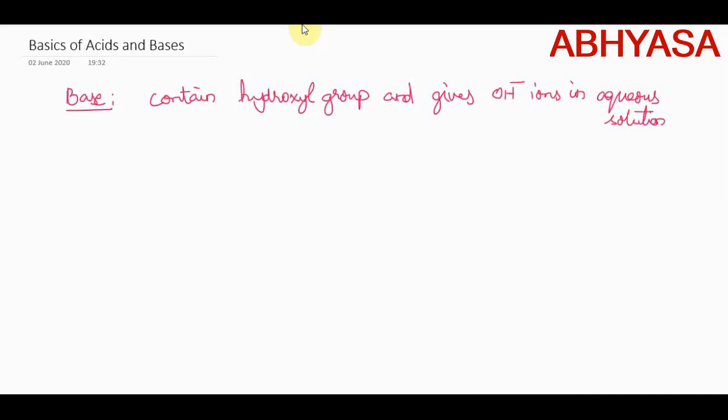So what is a base? Base contains hydroxyl group. What is hydroxyl group? It is OH group. OH group is called the hydroxyl group. So according to Arrhenius theory, all the substances which contain hydroxyl group and give OH minus ion in aqueous solution, they are called base. Let us take some examples. You know the example of sodium hydroxide, then potassium hydroxide, magnesium hydroxide.